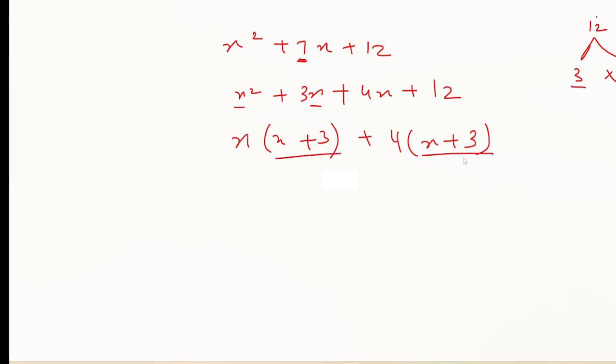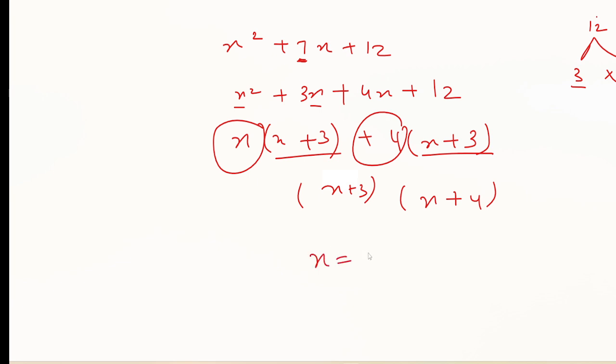These two would be the same always, so just write them once. The other bracket is this and this, so x plus 4. So these are the factors. x is negative 3 and 4. So this is how we factorize a quadratic equation.